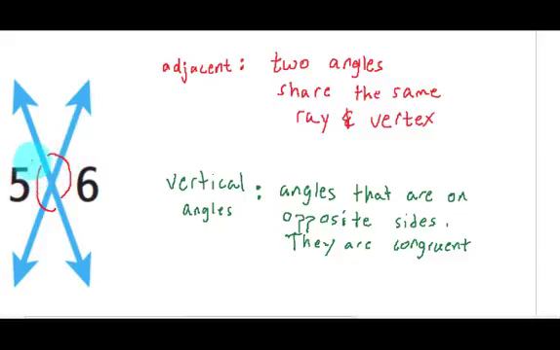Now I'm going to go and highlight in green pen a pair of vertical angles. So I see that angle 5 and angle 6 are opposite of one another. Therefore, they have to be vertical angles. They're the same size, same shape. Cool, let's go to another problem.